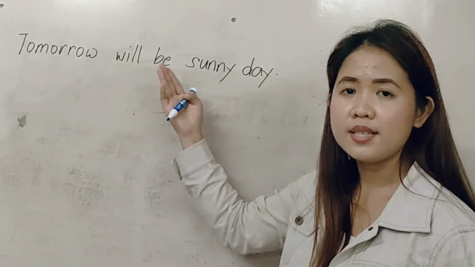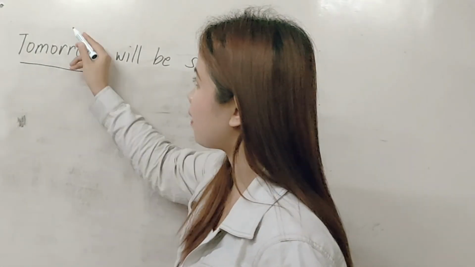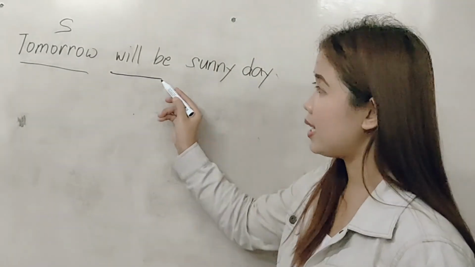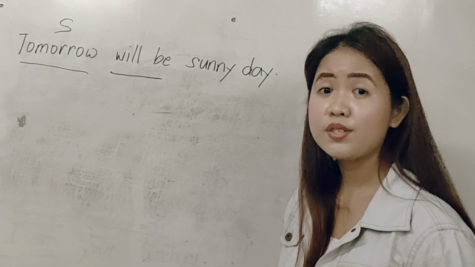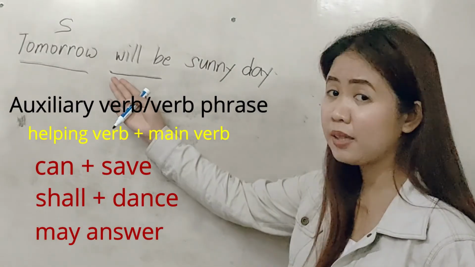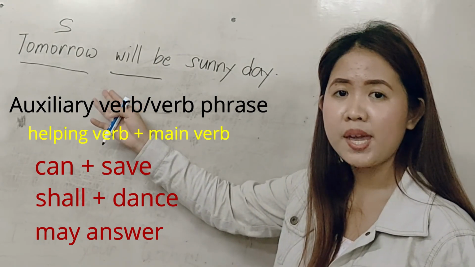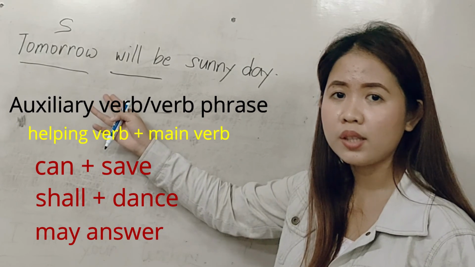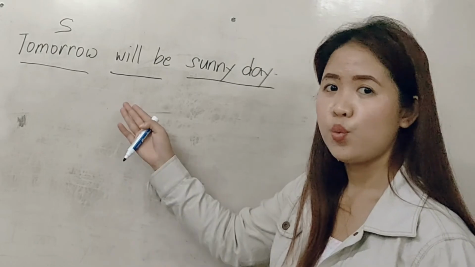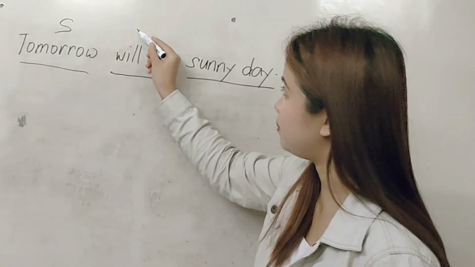Tomorrow will be sunny day. What is the pattern? Tomorrow is the subject. Will be is considered an auxiliary verb. When we say auxiliary verb, meron tayong helping verbs or in the form of modals, can, may, shall, would, and so on, plus the main verb, be. Will be, okay, label natin siya pansamantala as a verb.